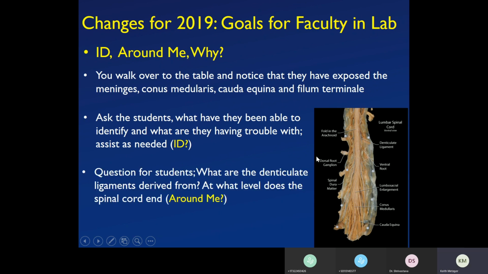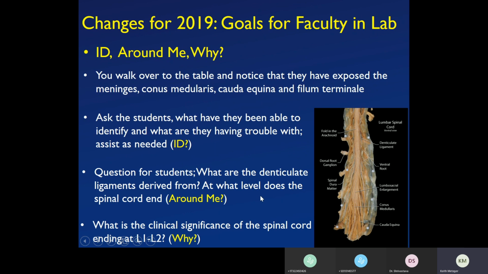And then around me, what are the important anatomical relationships in here? So think about questions for the students. And this is some thinking you might want to do in advance once you know those structures. We'll give you some of these, but there are a million anatomical relationships of relevance. So we might ask them, what are these denticulate ligaments and where do they derive from? What about this filum terminale? Which of the meningeal layers is it? At what level does the spinal cord end? It looks like this stuff keeps on going down, but where is the actual end to the spinal cord proper? Okay, so that's all around me relationships.